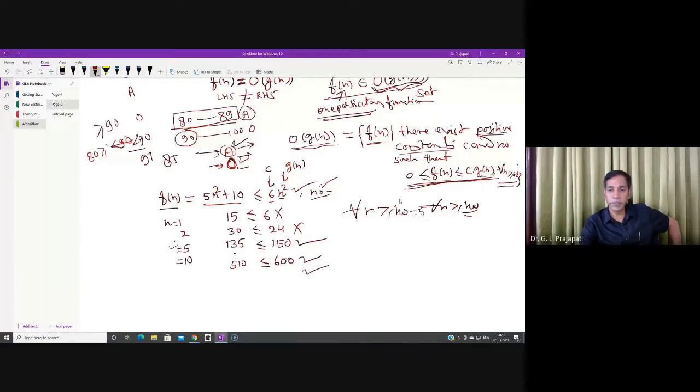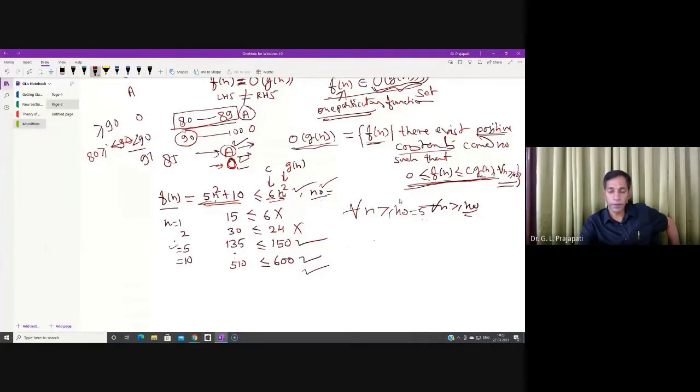And the definition says that if f of n is less than or equal to some c into g of n, where g of n is n squared or some other function of n, for all values of n greater than or equal to n0, then you can say that f of n is big O of g of n. This means f of n is a member of this set. Big O of g of n is the set, and hence f of n is a member of the set big O of g of n.